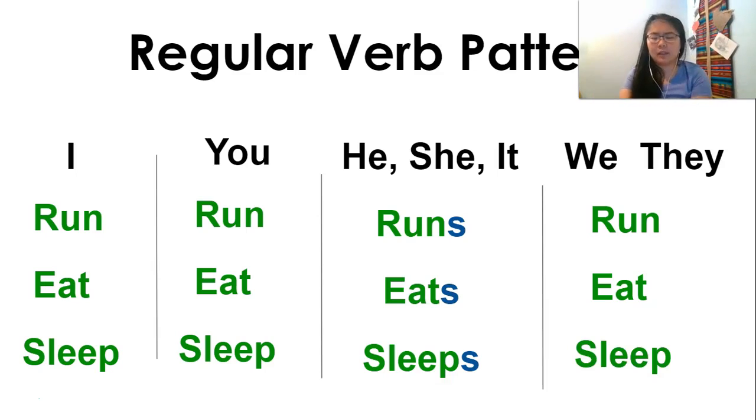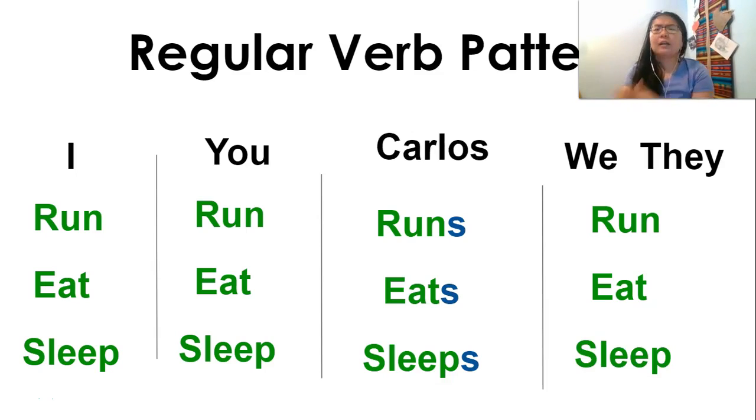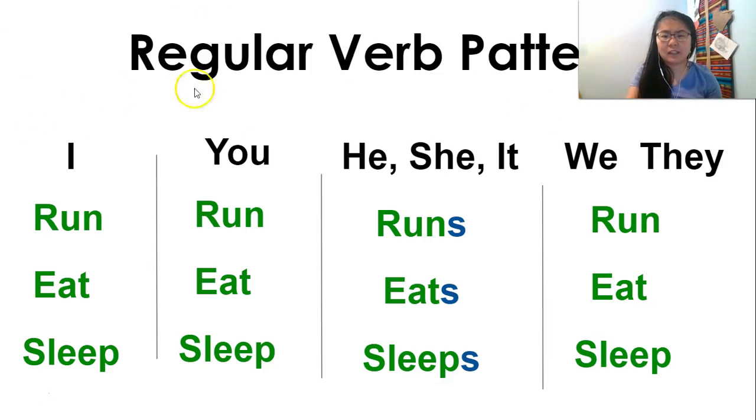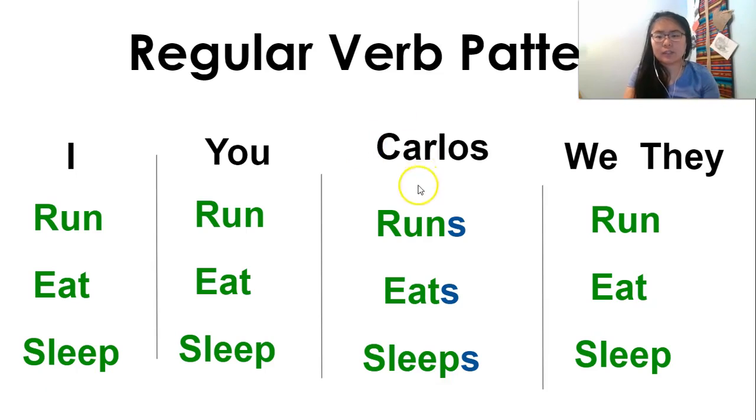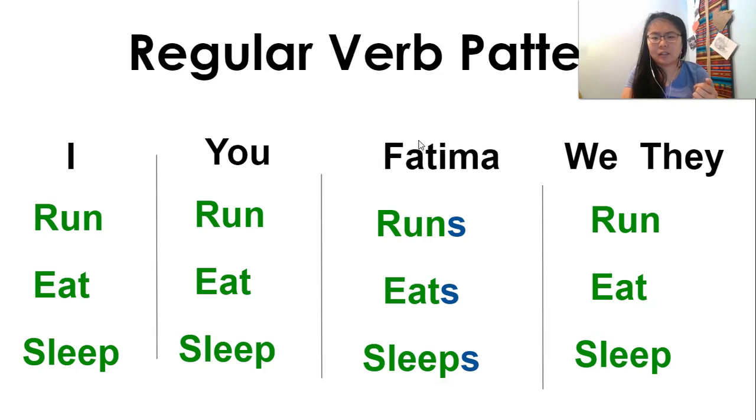They sleep. Very good. So you can also see when you substitute in other words for our subject pronouns, right? Because that's what pronouns are. They stand in the place of other words, right? So instead of he, we could say Carlos. Carlos runs. I run. Carlos runs. You run. Carlos runs. Right? He runs. We could also talk about Fatima, right? You eat. Fatima eats. Right? He or she eats. Right?